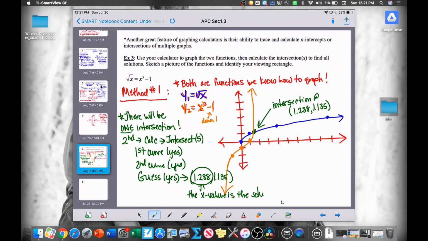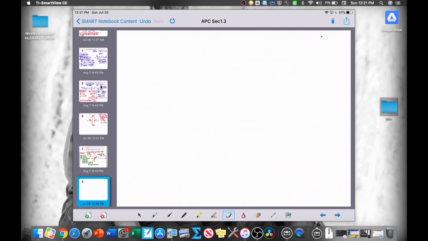That's always what we're talking about when we're talking about solutions, as we are talking about x values. All right, so that was method 1. Now let's take a look at method 2. Okay, and we're doing the same problem, but I'm just going to show you a completely different way to do it. Still using the graphing calculator as a tool.